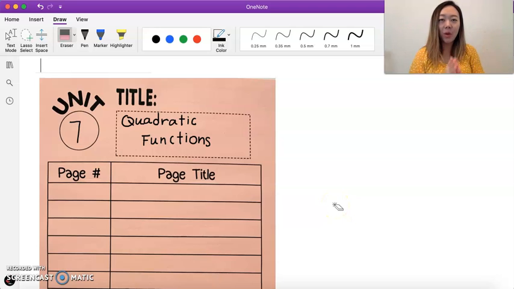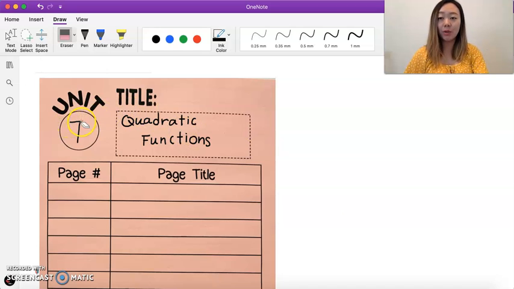Hi everybody, welcome back. Today is an exciting day because we are finally finished with our geometry unit and we are starting with the very last unit of the year. So congratulations on making it this far. So the very last unit of the year is here.